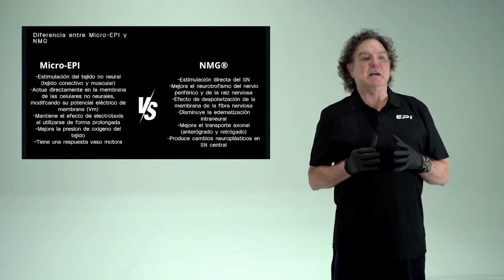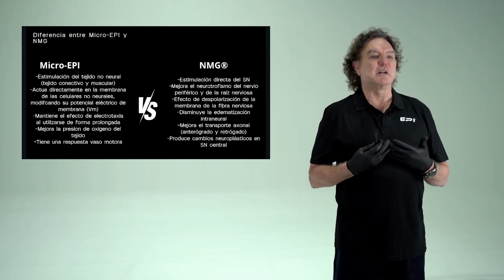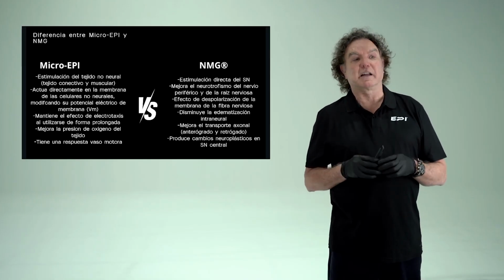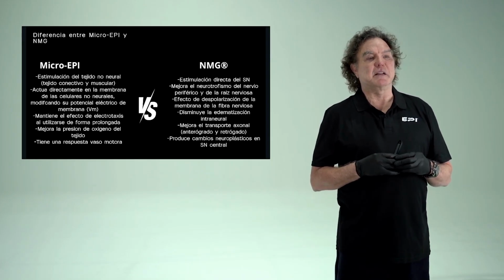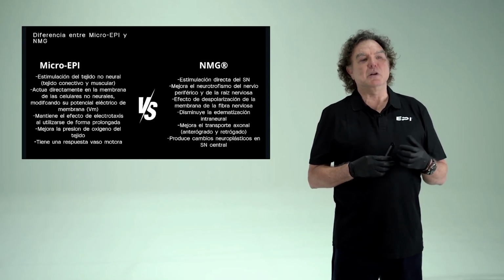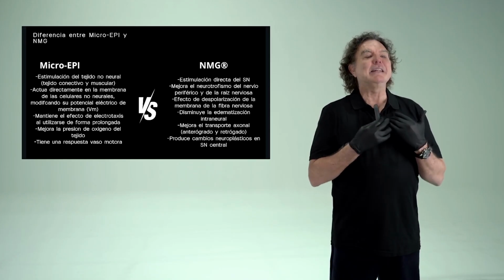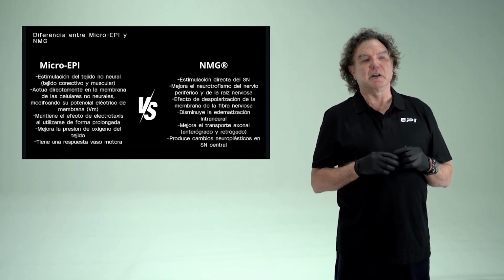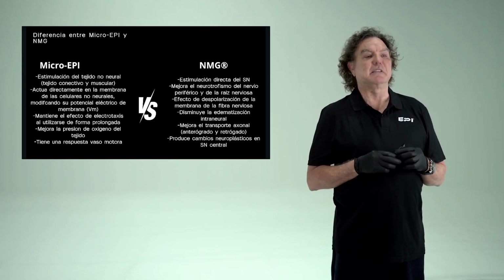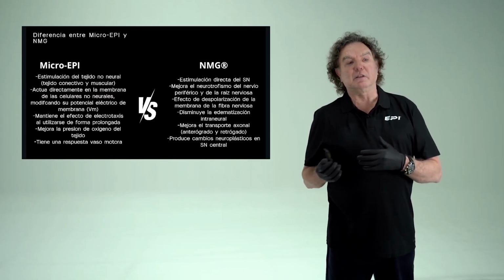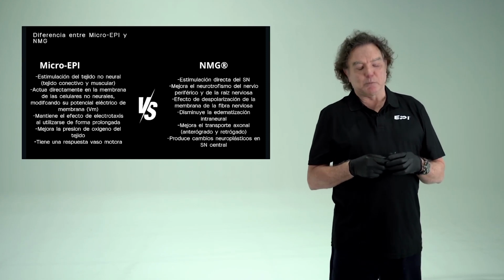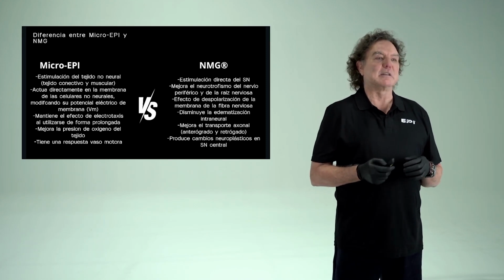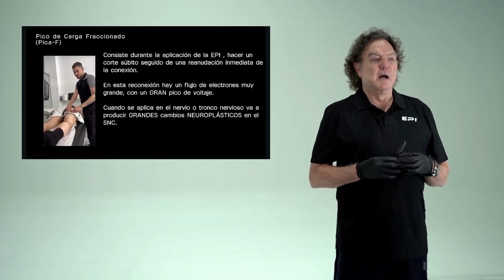Meanwhile, with galvanic stimulation, we are going to improve the neurotrophism of the peripheral nerve, but also, as I mentioned before, of the nerve root. We will have a depolarization effect on the membrane of the nerve fiber, we will reduce intraneural edema in that peripheral nerve or affected nerve root, and therefore we will improve axonal transport both anterograde and retrograde. And we are going to produce significant neuroplastic changes at the level of the central nervous system.